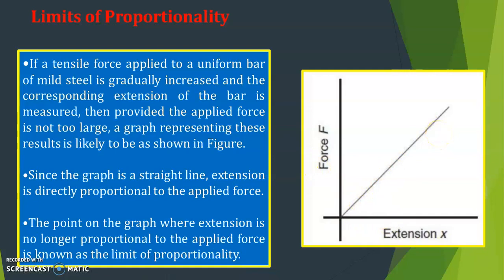The point on the graph where extension is no longer proportional to the applied force is known as the limit of proportionality. Till this point, the graph shows a straight line. So the end point of this straight line is called the limit of proportionality. Okay, in this we can understand what the limit of proportionality is. This is the straight line, it is in linear nature. When you apply the load till this point, the material behaves like a linear material.